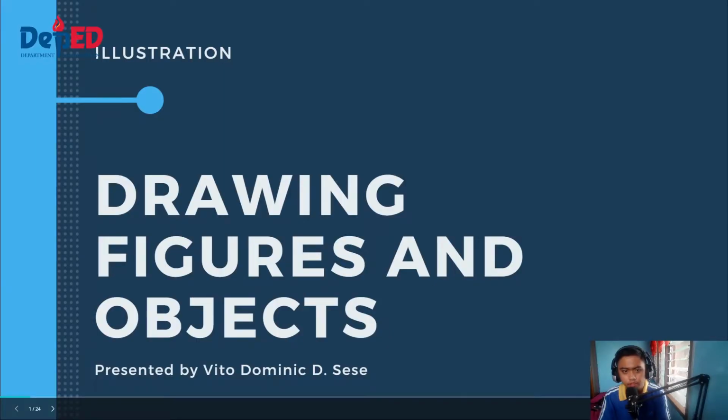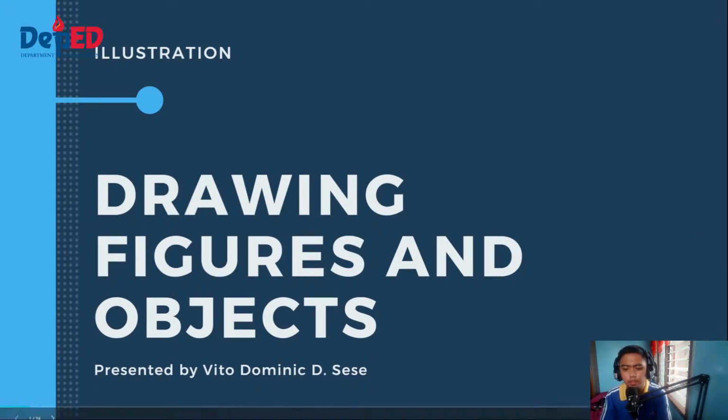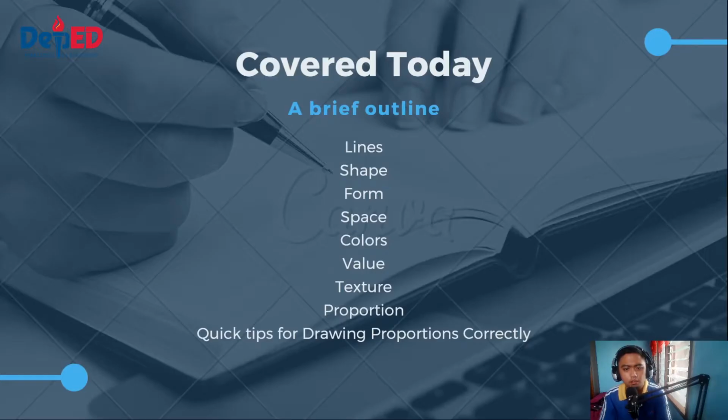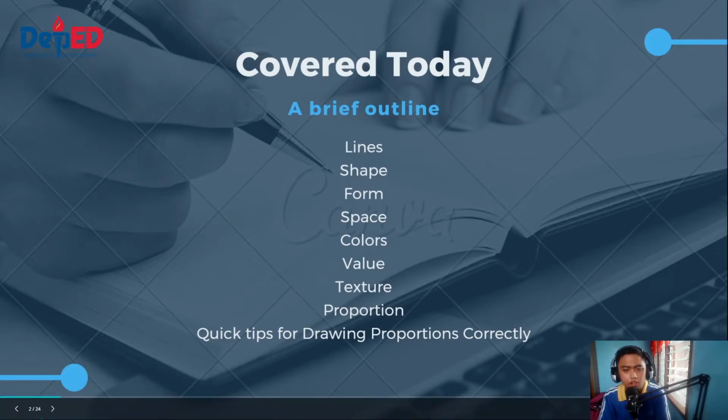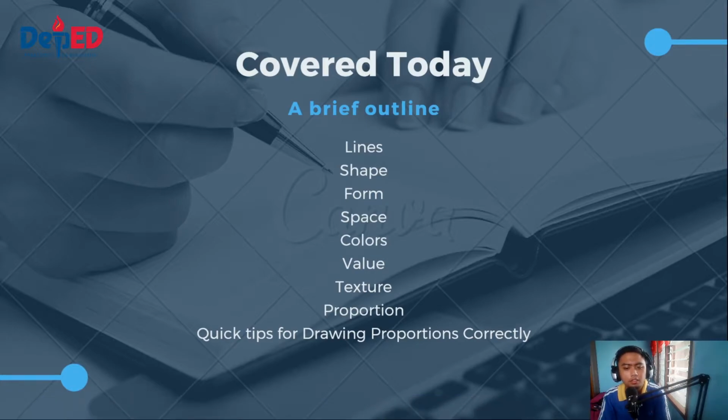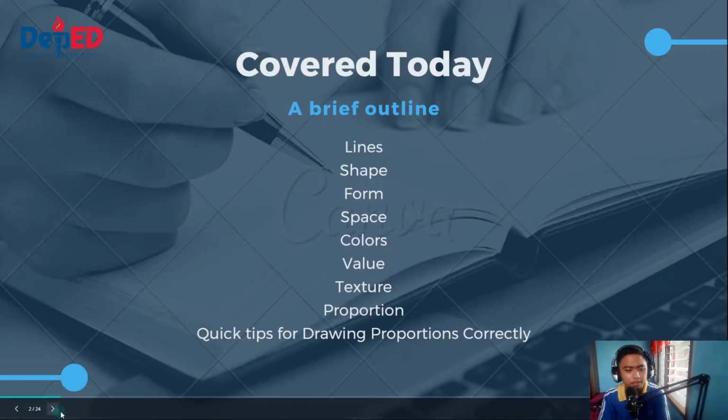So our lesson for today is drawing figures and objects. This will be the last lesson for the first grading this new normal. So let's start. Our objective for today is going to be around lines, shapes, forms, space, colors, value, texture, proportion, and some quick tips for drawing proportions correctly.